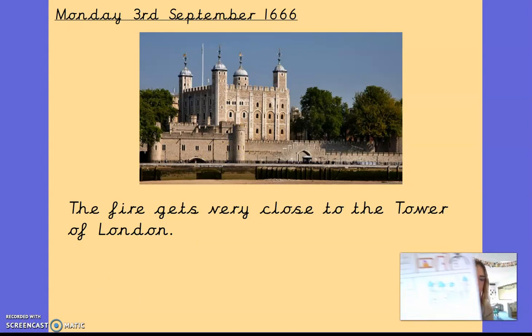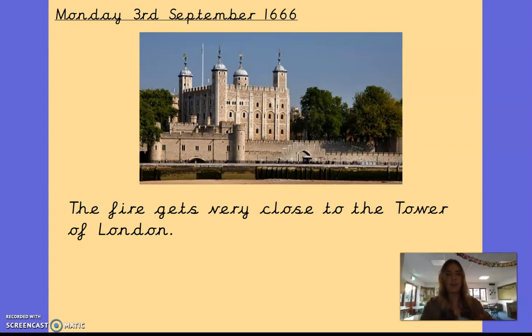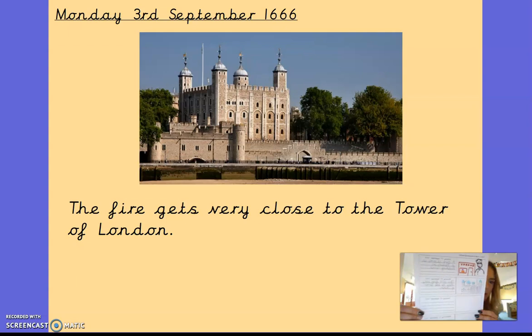I'm going to be honest, I've done a very questionable job. And I know you will be able to do much better. But still, I tried. So next job, write a sentence in there. So on there, I'm going to write, the fire gets very close to the Tower of London. Nice and simple. And bonus, it's already on the screen for you. So write that sentence down. So I have drawn my picture and written my sentence. So first 2 boxes are done.